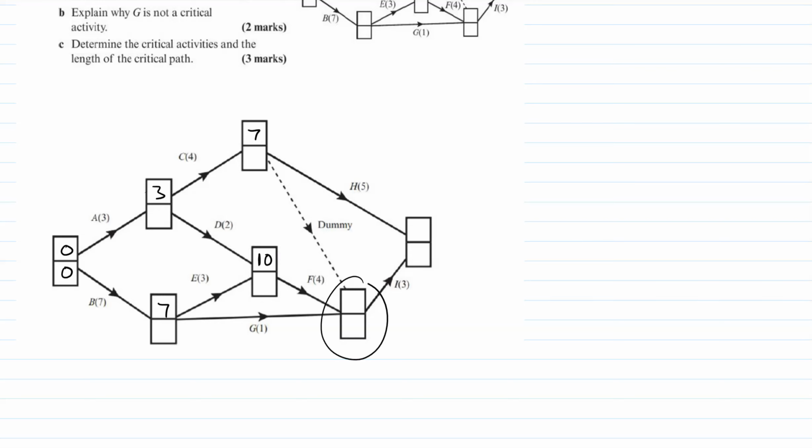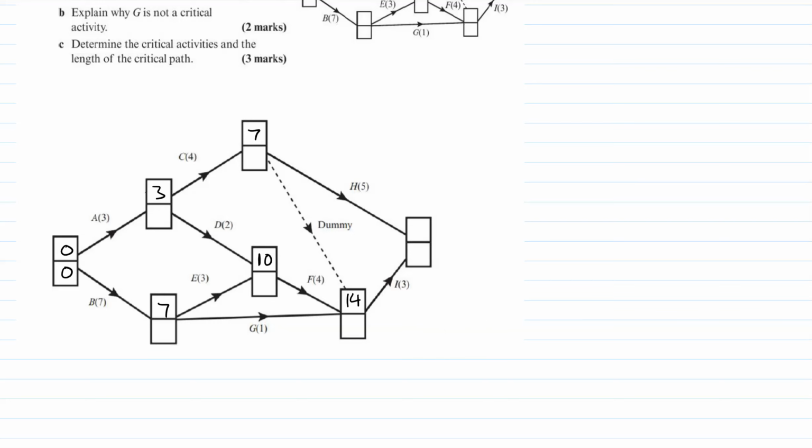We can consider this one now. We've got 3 things going in. We've got the dummy going in. So that's 7 plus 0, 7. 10 plus 4, 14. And then 7 plus 1 is 8. Pick the biggest one, which is 14.